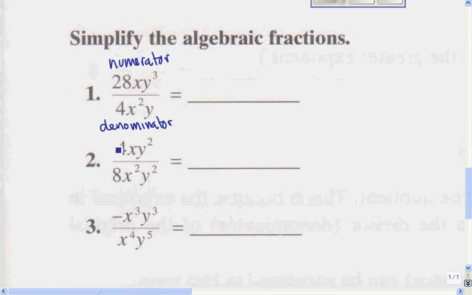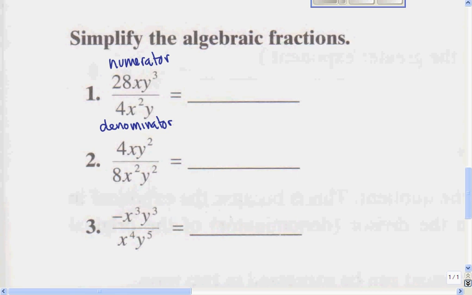When the numerator is smaller than the denominator, what you're going to do is reduce. Those are two different things. When the numerator is bigger, you're going to divide. When the numerator is smaller, you're going to reduce. Okay? So first thing you need to know. Get that in your head. Numerator is bigger, I'm going to divide. When the numerator is smaller, I'm going to reduce.